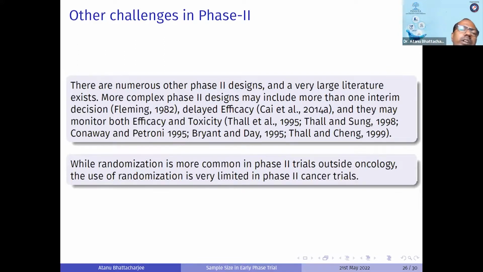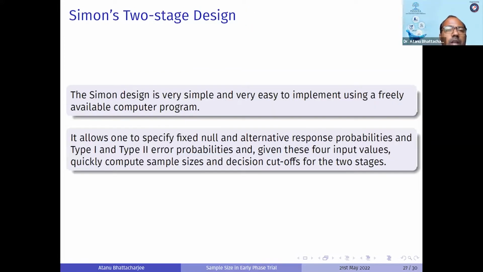So that's delayed efficacy and other monitoring of efficacy and toxicity. And I would say that there is ample work that has been done on that. You can see, and if you are interested in that, mostly these packages are now available and linked with your work. While randomization is more common in phase 2 trials outside oncology, the use of randomization is very limited in phase 2 cancer trials.